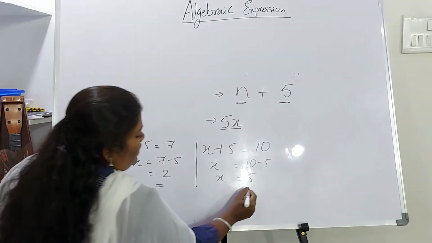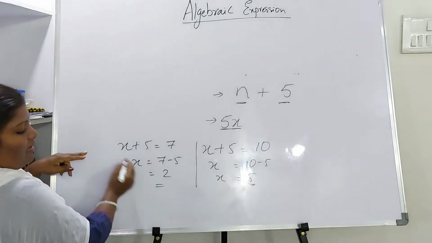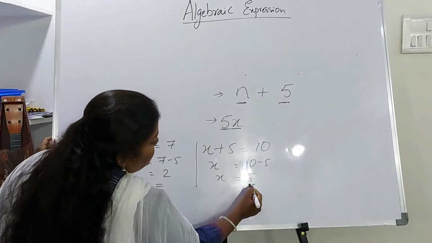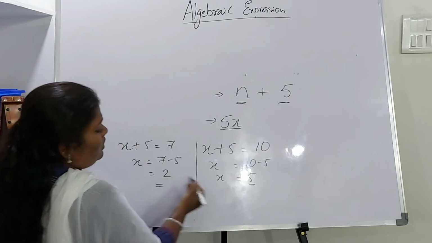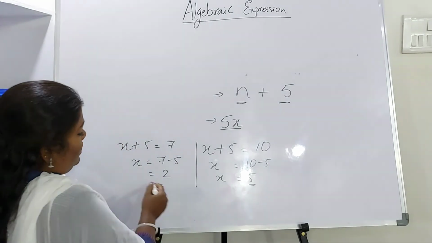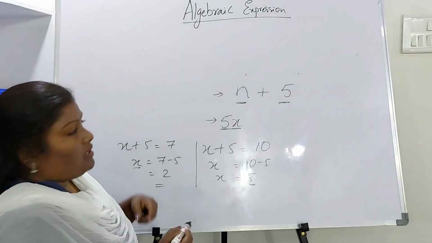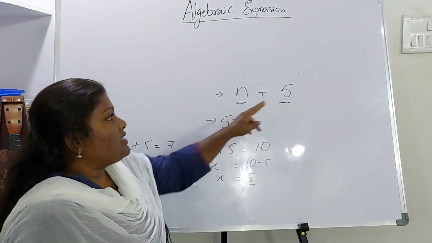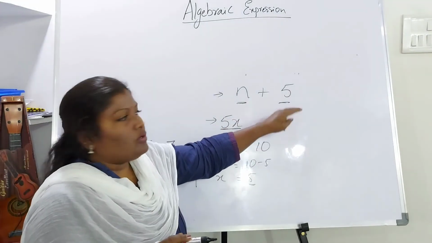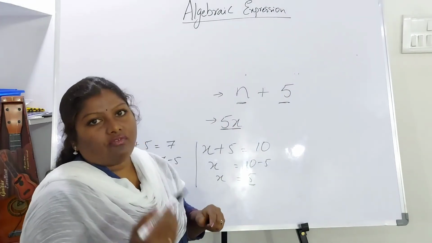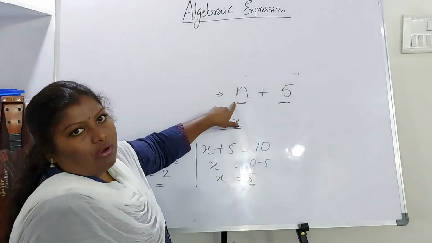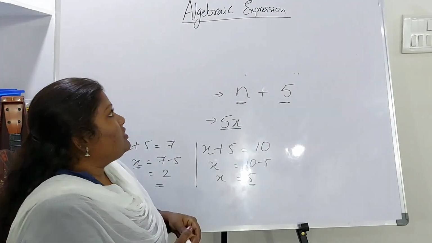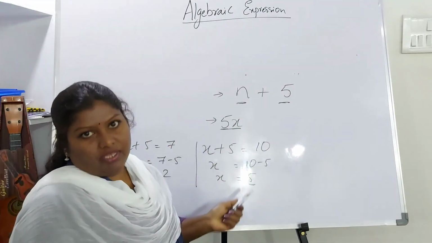So here you can observe that the value of x over here is 2 and the value of x over here is 5. By this you can say that the value of a variable is not constant, it keeps on varying, whereas the 5 remains the same. So 5 is called a constant or a fixed value, but n is called a variable which can accept any value. So this was just an introduction about the algebraic expression.